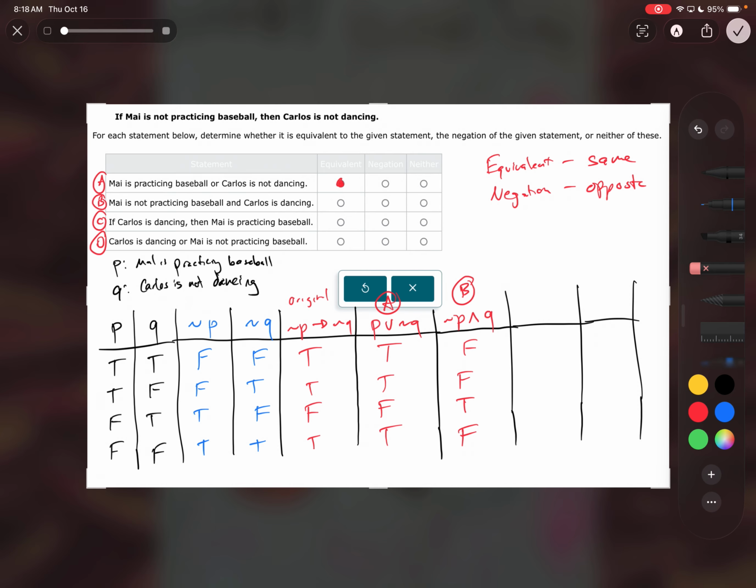Is that exact opposite? Compare it to the original one. Go back and compare it to this one. Those are exact opposite, right? False, false, true, yes. So those are a negation.